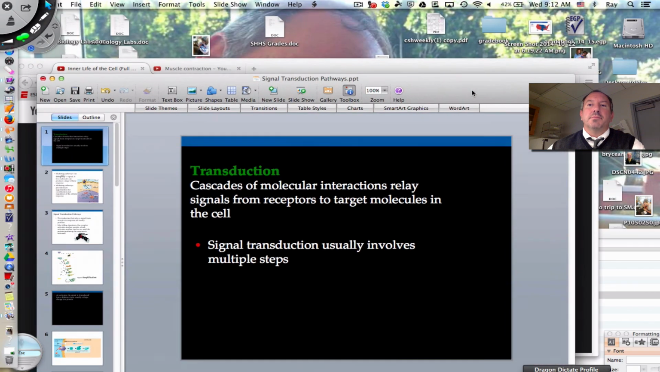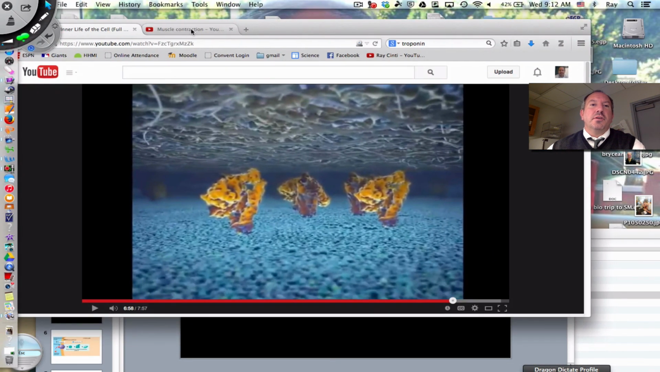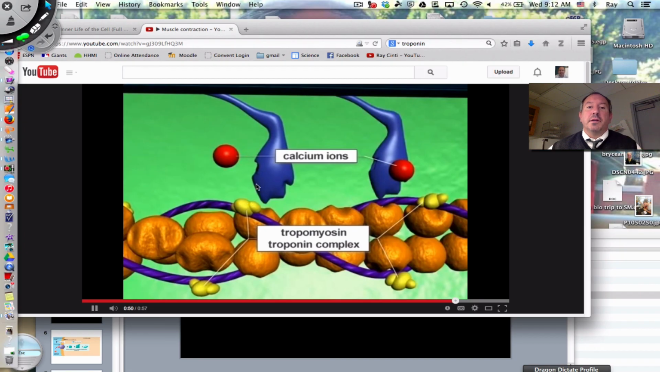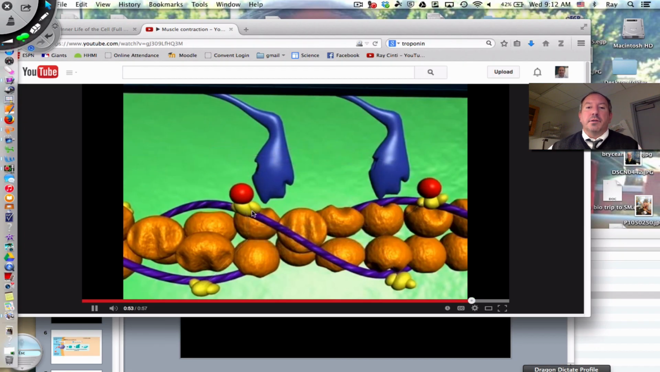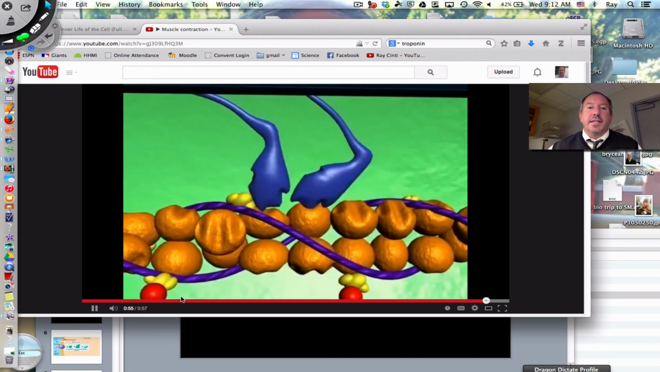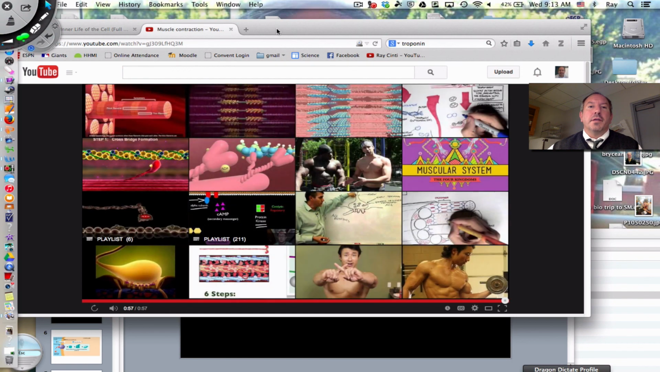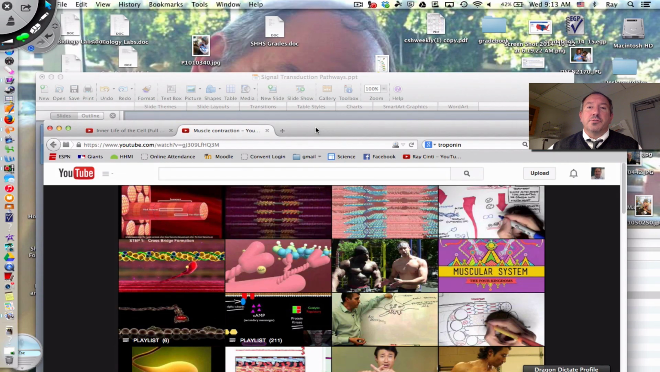And so check this out. This is an illustration of what's happening here. Here's the tropomyosin, and that yellow is the protein troponin. Both of those things are regulatory. And so calcium, shown in red, attaches to it, changes its shape, and therefore the muscle is able to contract.